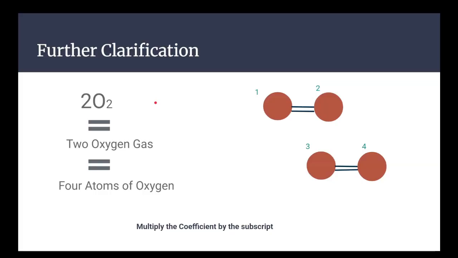Further clarification, you multiply the coefficient by the subscript. So this big number in front is going to be multiplied by our smaller number behind. So here we have the molecular equation version. This translates to 2 oxygen gas, and then if we do the math, this is 4 atoms of oxygen in total. Here's a diagram drawing out each 4 atoms just to count it. So this big number is multiplied by the small number behind.